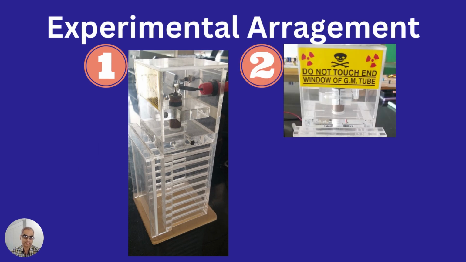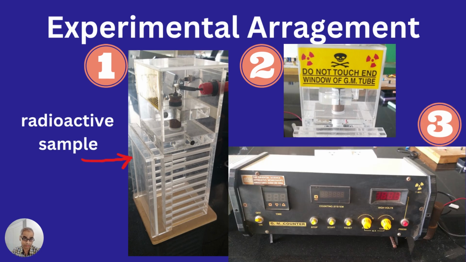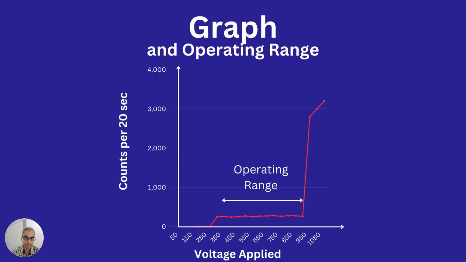Now, you should be very careful doing this experiment. You should not touch the end window of GM tube because there is always possibility of radioactivity that is coming towards this GM tube. Also, there is high voltage at this end. Now, the third image shows the counter. You can just press the button and set the voltage and then start the count. Every time when you count the counts, then you should reset the count before the another observation.